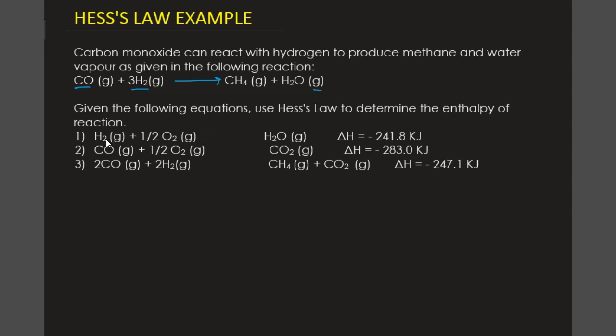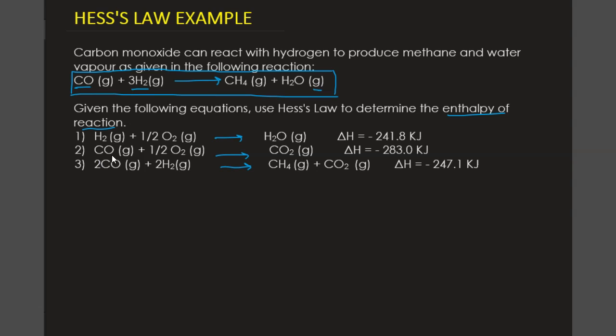You're given the first reaction: H2 gaseous reacts with half oxygen, gives you water. Another reaction is carbon monoxide reacts with half oxygen, gives you carbon dioxide. And the final reaction is carbon monoxide reacts with hydrogen to give you methane and carbon dioxide. We're given three reactions, and these three reactions are intermediate reactions. When they give you reactions that you have to use to calculate the enthalpy of a reaction, this is our given reaction for which we are looking for the enthalpy. So this reaction is formed from these three intermediate steps.